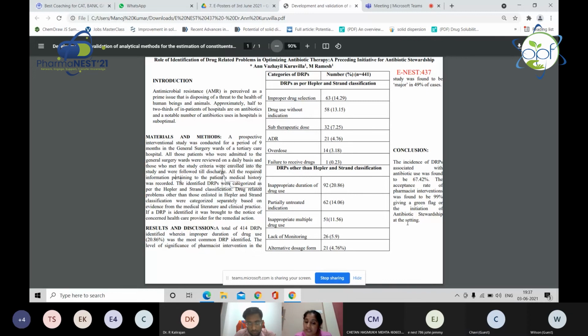And inappropriate multiple drug use, wherein you give two drugs which have a similar spectrum of activity. So everyone is not aware, right, that certain drugs have anaerobic coverage also in the penicillin cephalosporin class. For example, piperacillin tazobactam has a very good anaerobic coverage, and there is a tendency to add on metronidazole also, fearing how well piperacillin would cover for anaerobes.